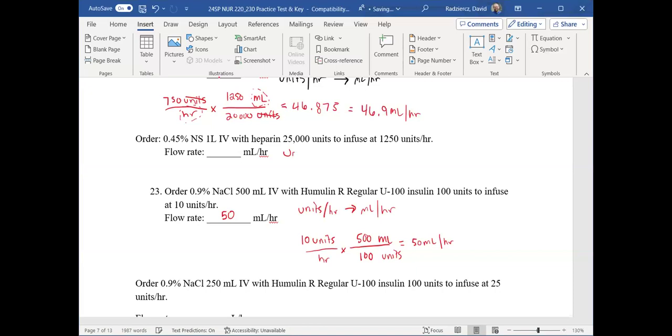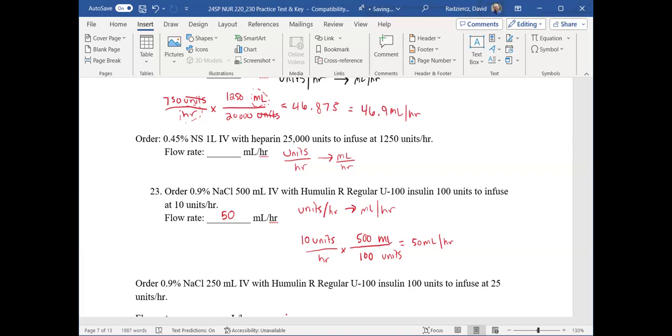This question is asking, how do I go from units per hour to milliliters per hour? Okay, so I want to know, how do I do that? That's what this question is asking. Same thing this question is asking down here. Same thing it was asking up here. Same thing it's going to ask for the insulin question.